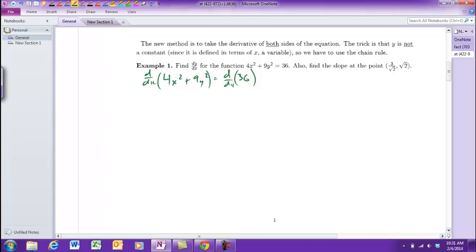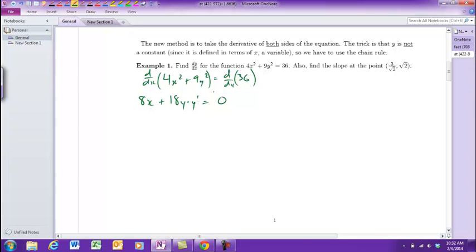Now what's the derivative of 4x squared? Well, that's just 8x. The derivative of 9y squared, the 9 will come out in front, just like normal, and then when we take the derivative of y squared, we treat it like it was an x squared. So we get 9 times 2y, that gives us 18y. But y is not x, it is a function of x. So we chain rule on it and we take the derivative of y, and that gives us y prime. And now the derivative of 36 is just 0. I'll come back to this in just a moment, but let me finish this off first.